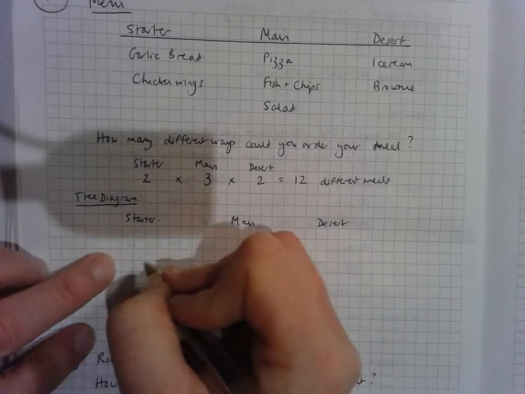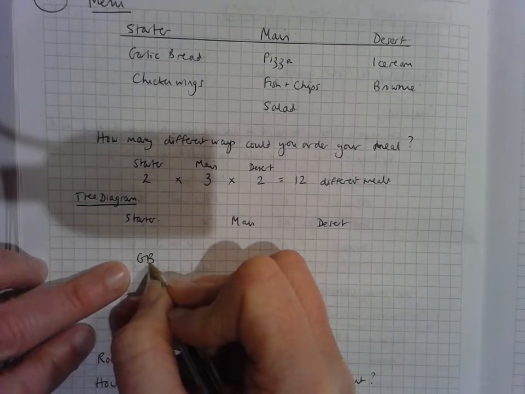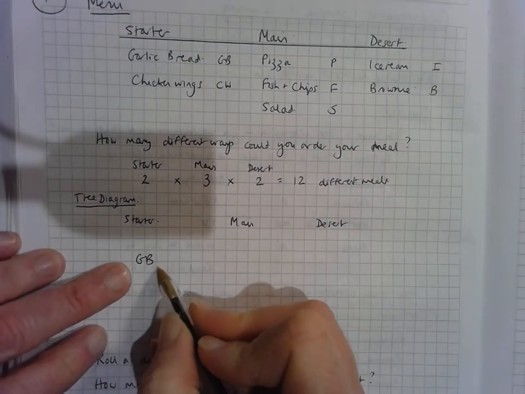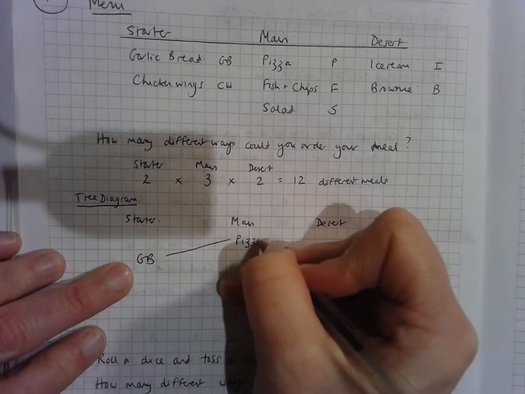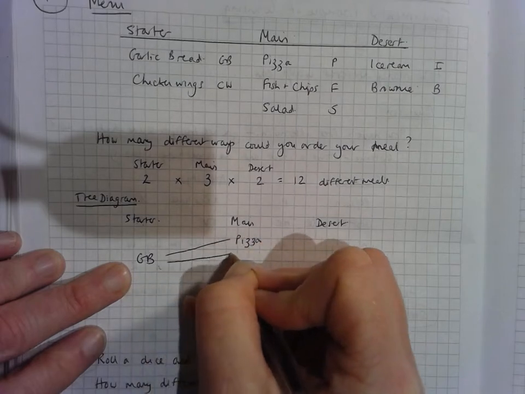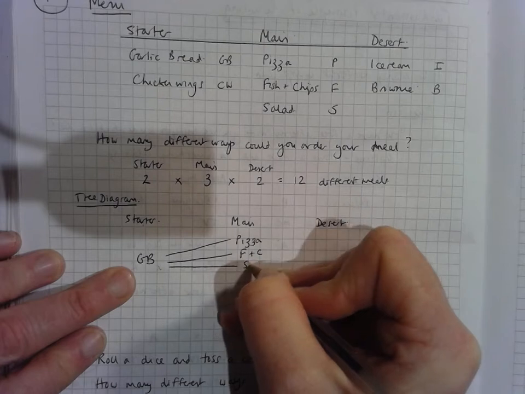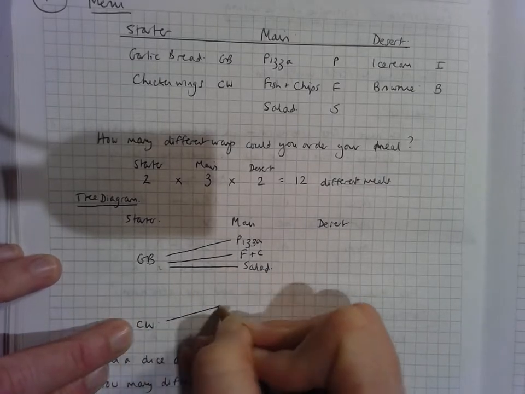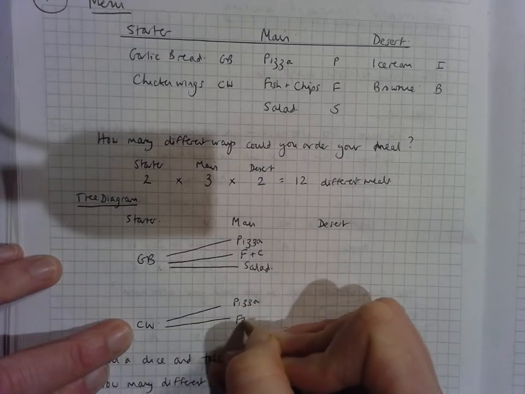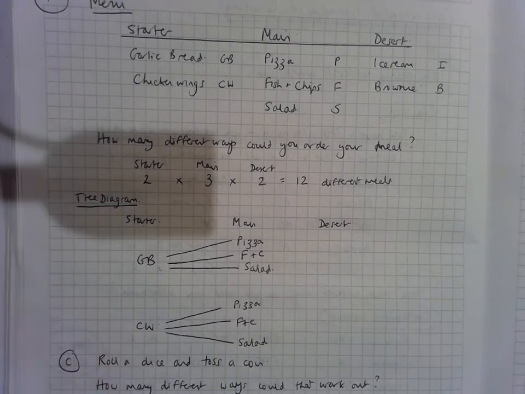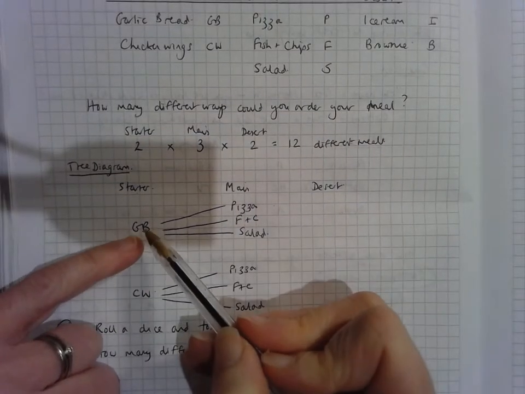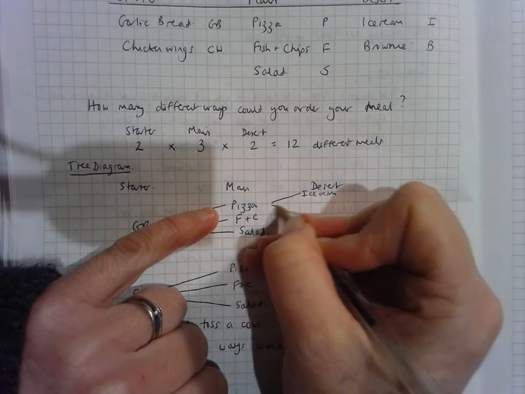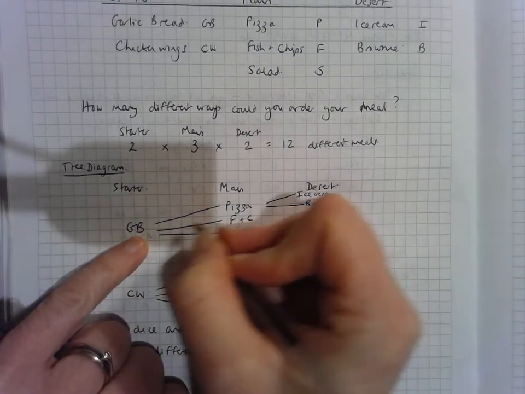So for starter, we have garlic bread, which we'll call GB. With our garlic bread, we could have a pizza. I'm just going to write them all once here. With our garlic bread, we could have fish and chips, or we could have salad. Or we could have chicken wings and pizza, or chicken wings and fish and chips, or chicken wings and salad. Does that make sense to you? Now, having had garlic bread and pizza, we can choose between ice cream or a brownie.